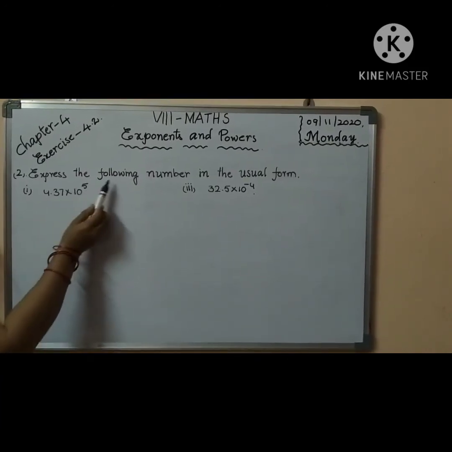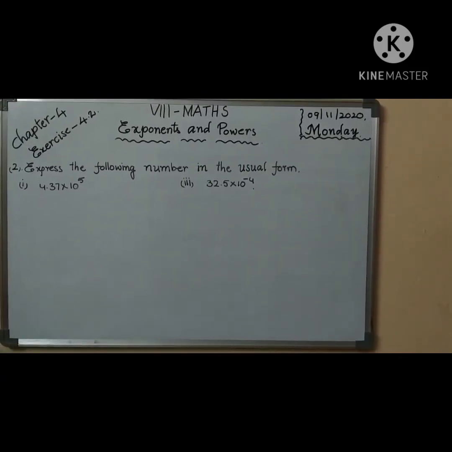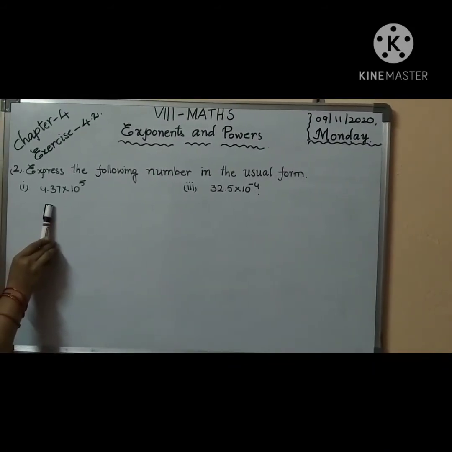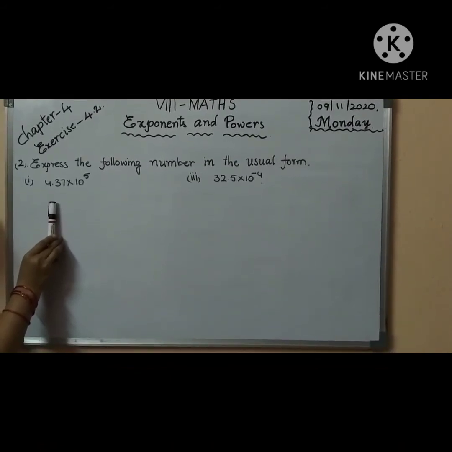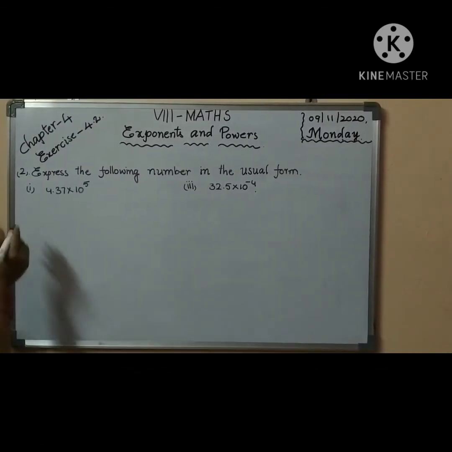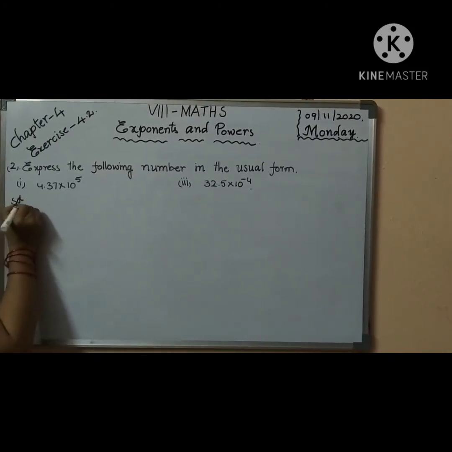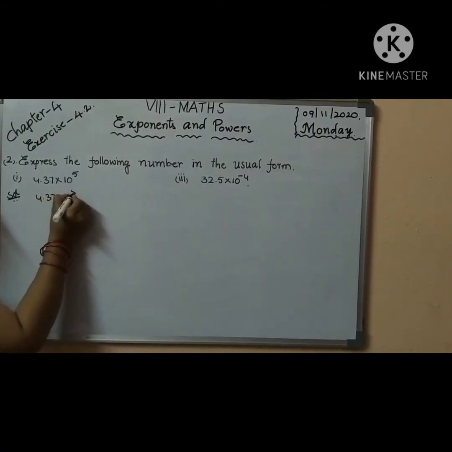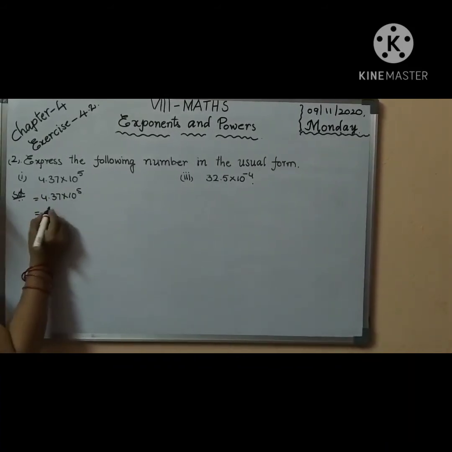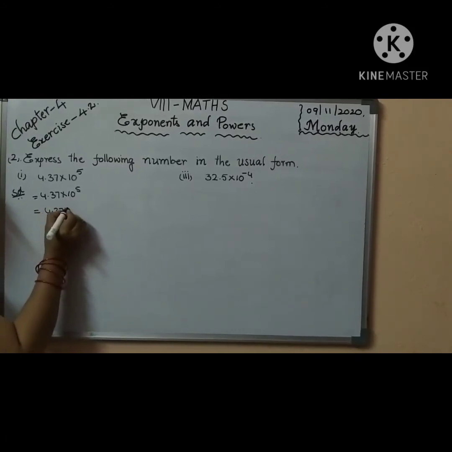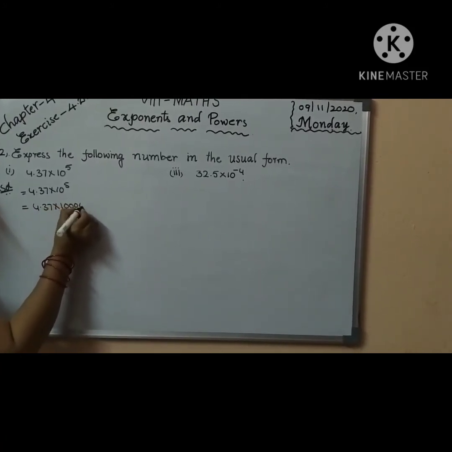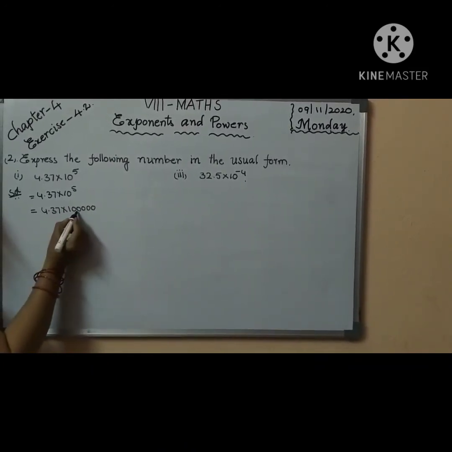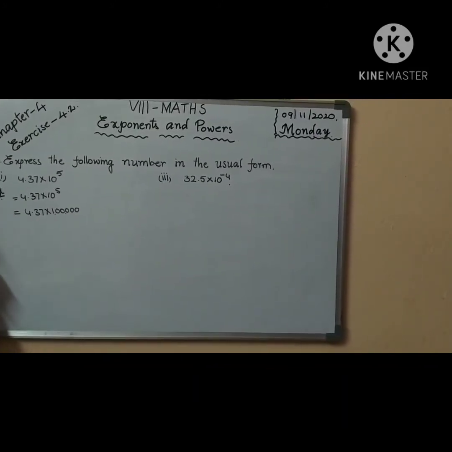Second Roman, express the following numbers in the usual form. Here given the standard form, change it to the usual form. It means normal numbers. Okay. So second Roman first problem, 4.37 into 10 power 5. So here 10 power 5 means how many zeros we have to take? 1 after 5 zeros. 5 zeros. Okay. Then multiply the decimal number into 1 lakh. Okay, 1 lakh.